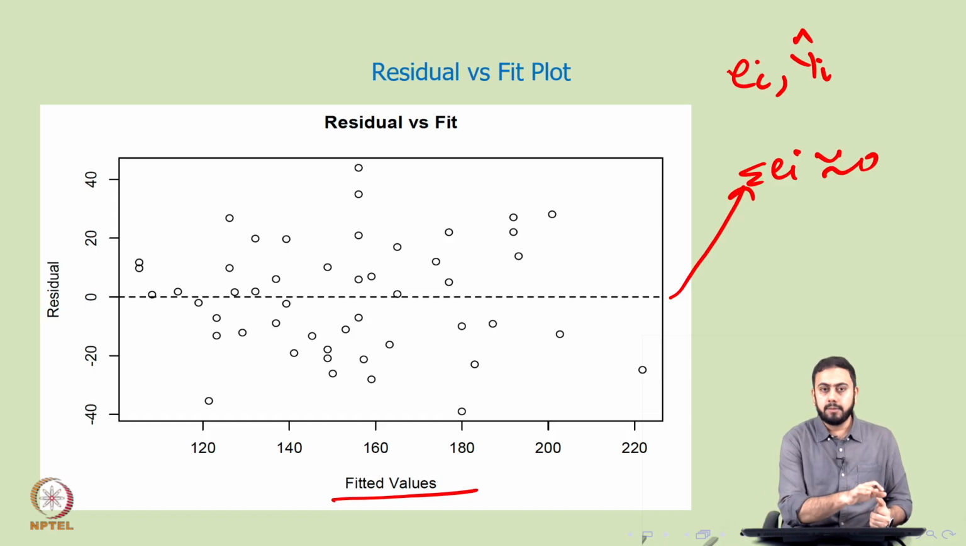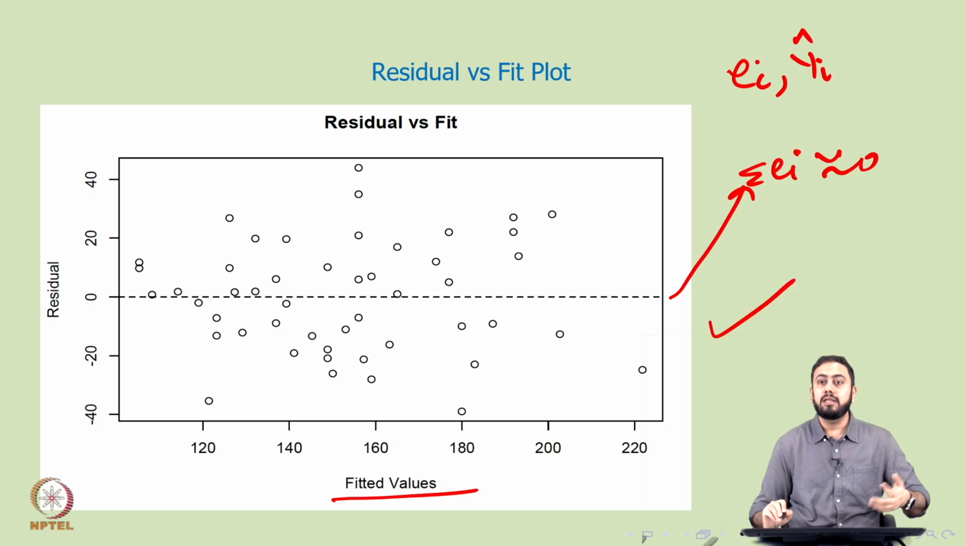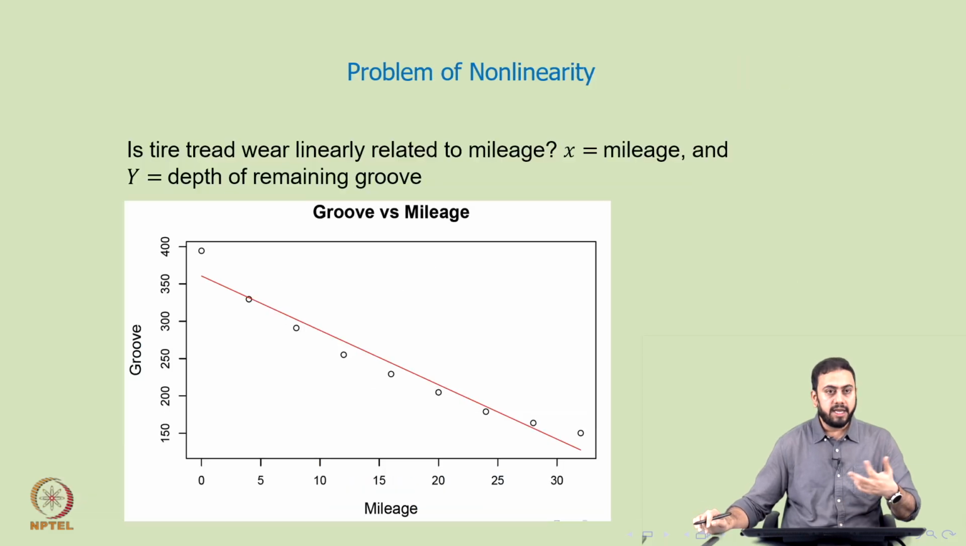If you have a random scatter of points around that horizontal 0 line, then you are good to go. So, we have checked the linearity assumption and the equal variance assumption through the residual versus fit plot. We will take another small example.